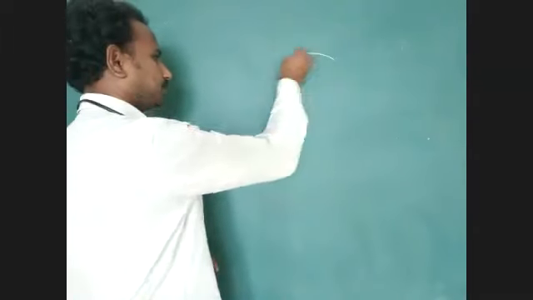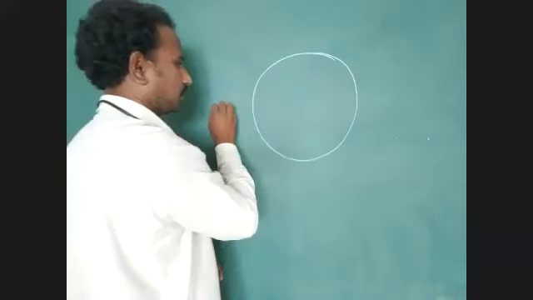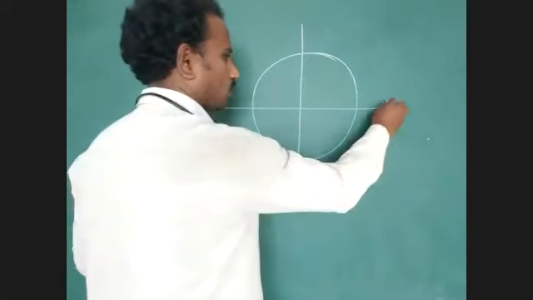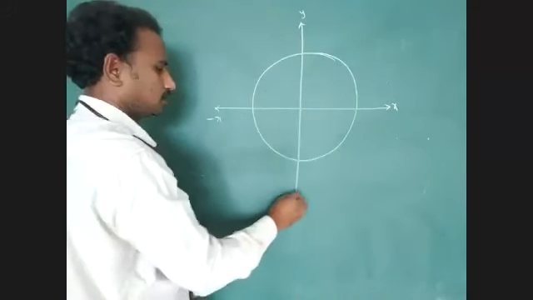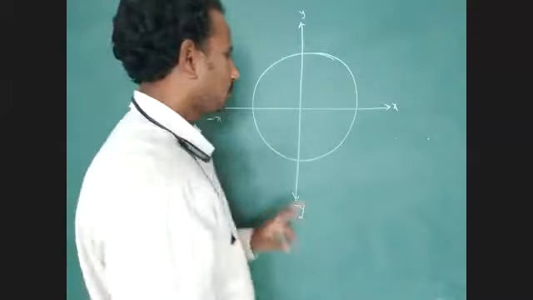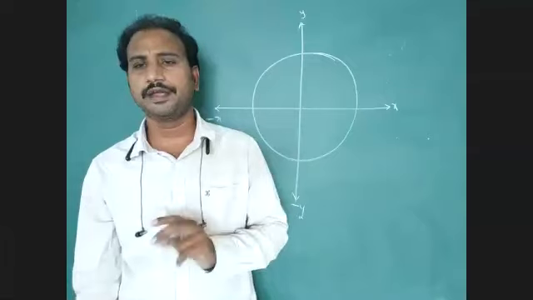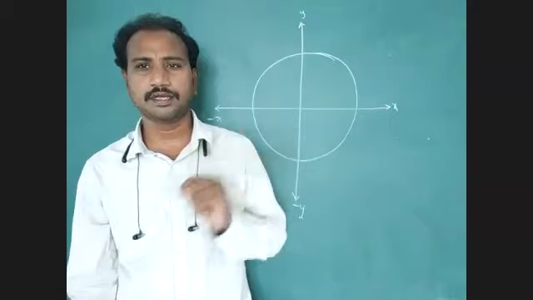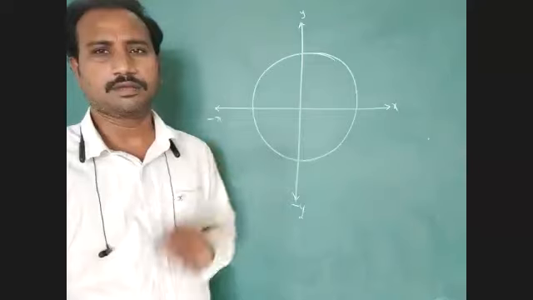Next one. Now just identify: a circular path has to be represented on a two-dimensional axis. One is the x-axis, another one is the y-axis, with negative x-axis and negative y-axis. To explain the motion of a body in a circular path, we require two reference axes: one is the horizontal axis, another one is the vertical axis. First, we will discuss it one point by one point.